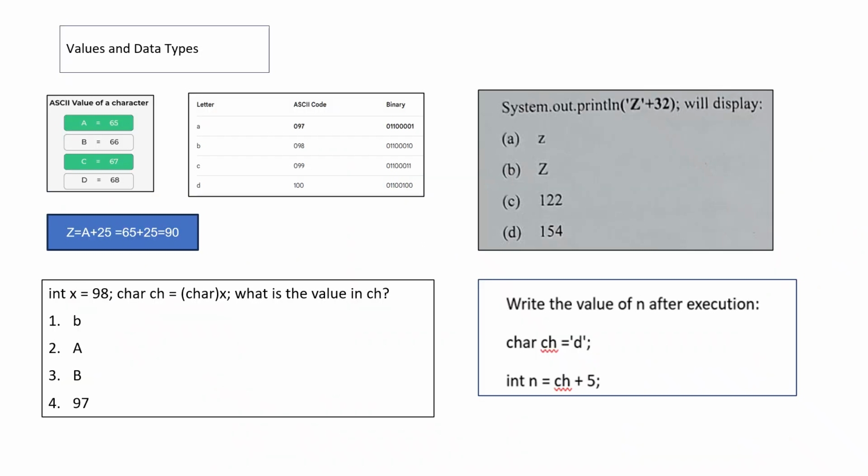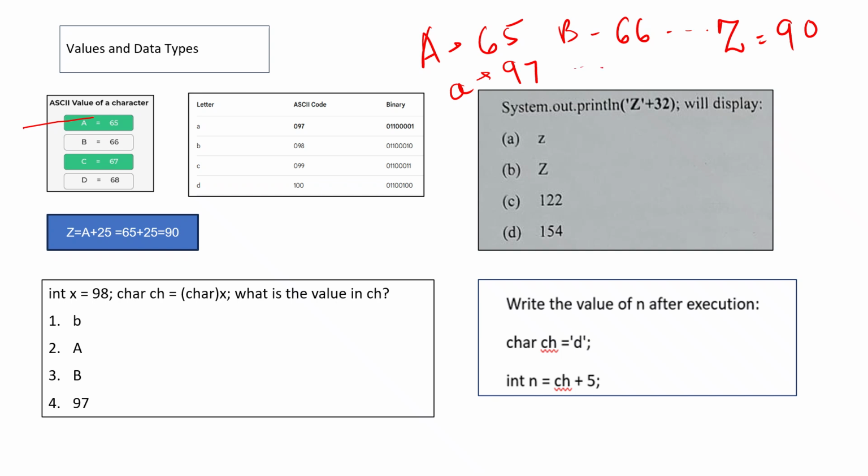Now there are some ASCII values. These characters hold some ASCII value behind them. For example, capital A holds the value 65. Just remember capital A holds 65, B will hold 66, and it will go on. Capital Z will have the value 90. Similarly, small a starts with 97 and goes on till the end. Small b will hold 98.